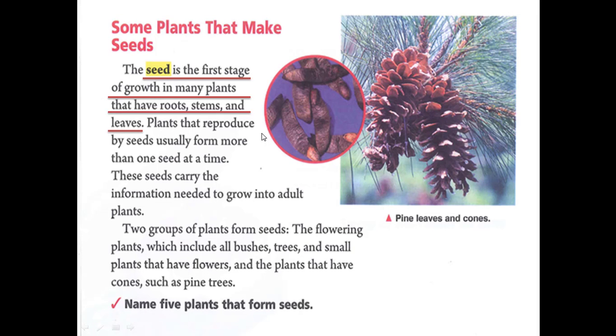After that we studied what? We studied seed. Okay? Some plants make seeds, and the seed is the first stage of growth in many plants that have roots, stems and leaves. And plants that are produced by seeds usually form more than one seed at a time, and these seeds carry the information needed to grow into adult plants.